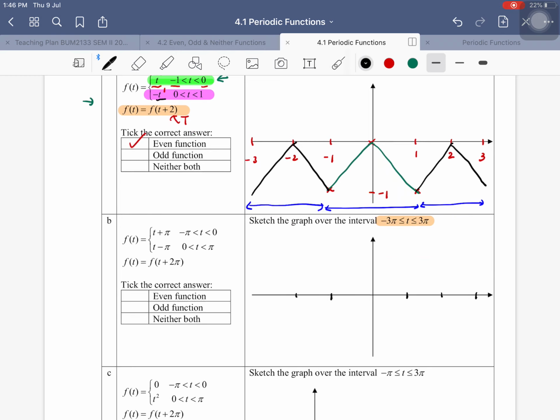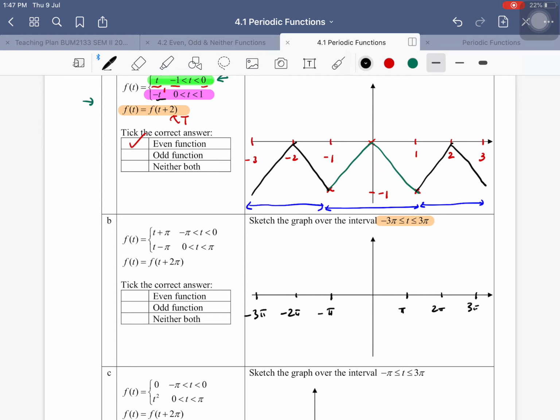Okay, but for mine, because I just need from negative 3 pi to 3 pi, I'm just going to put 1 pi for each scale right here. So this is going to be pi, 2 pi, 3 pi, and this is going to be negative pi, negative 2 pi, and on this side I'm going to have negative 3 pi. So now let's start sketching the primary shape.